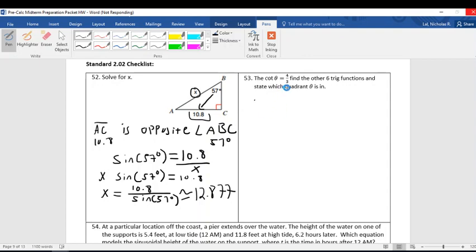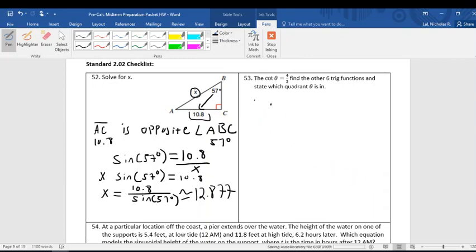So cotangent is adjacent over opposite, instead of tangent being opposite over adjacent. So for theta, the adjacent side is going to be 4, the opposite side is going to be 3. 4 squared plus 3 squared is equal to 16 plus 9. 16 plus 9 is 25, so the hypotenuse is 25.